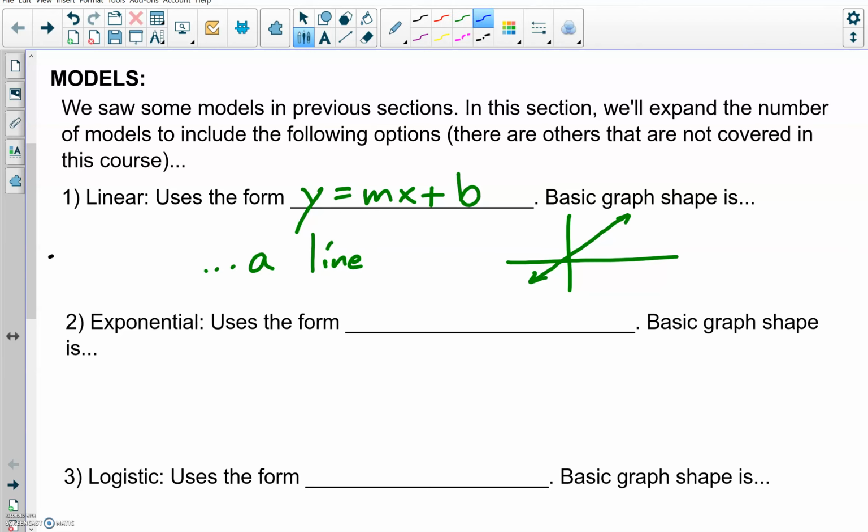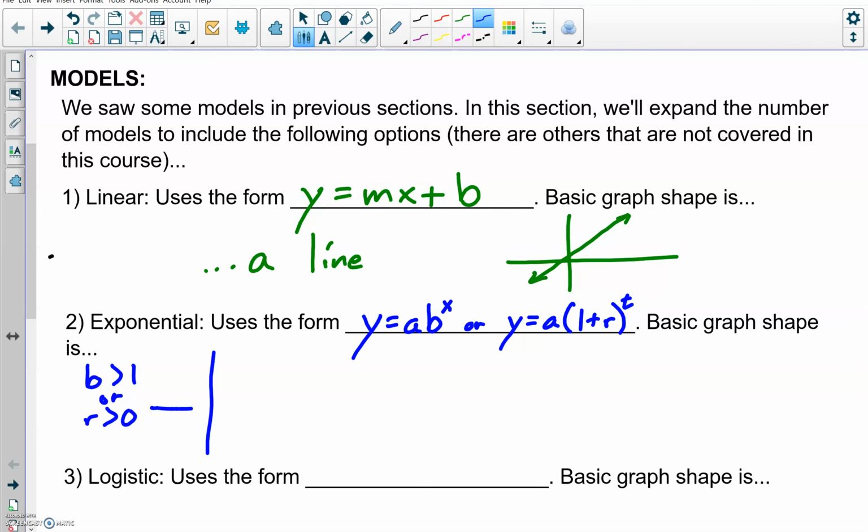Exponential, another one that we used earlier on. There's really two different forms for this. You get the y equals a times b to the x power, or we can use y equals a times (1 plus r) raised to the t power. And the basic graph shape is going to be something like this. If you have b greater than 1 or r greater than 0, you're going to see a graph shape something like that.